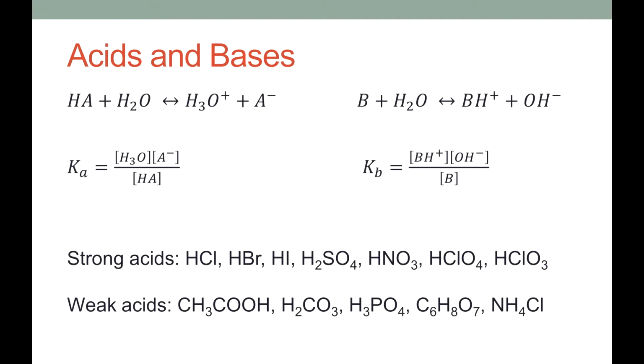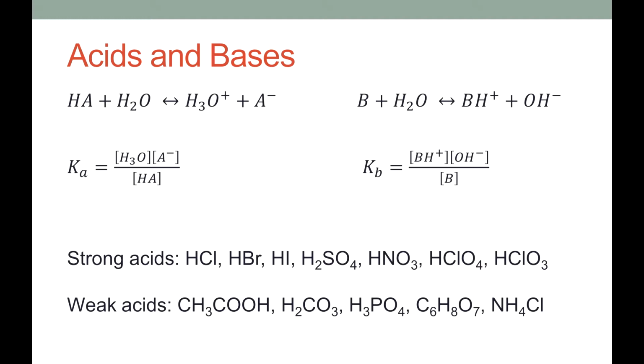Before we dive into the lab itself, let's first discuss a bit of background related to the experiment. An acid is a compound that dissociates in water to produce hydronium ions, and a base is a compound that dissociates in water to produce hydroxide ions. The strength of an acid or base is entirely dependent on the amount of dissociation. Strong acids and bases will dissociate completely in solution, whereas weak acids and bases only partially dissociate.